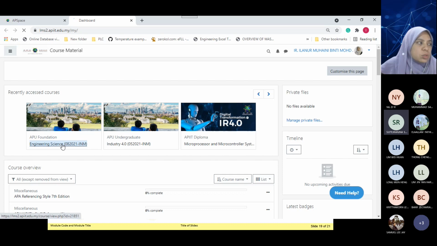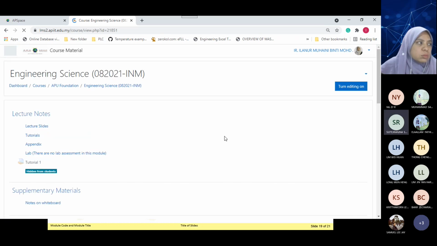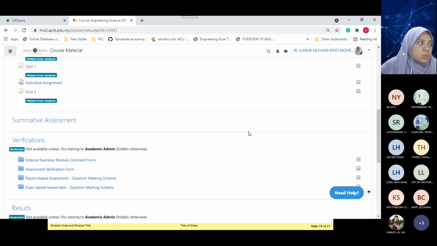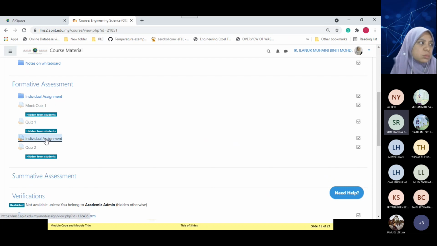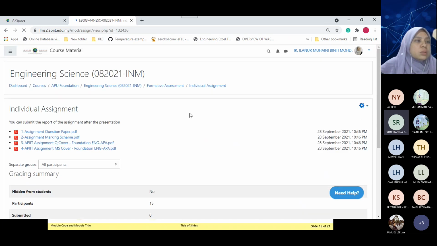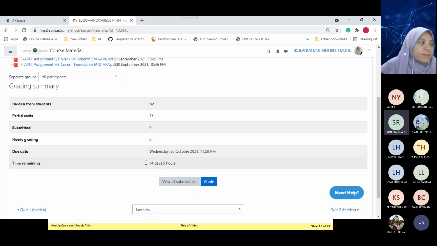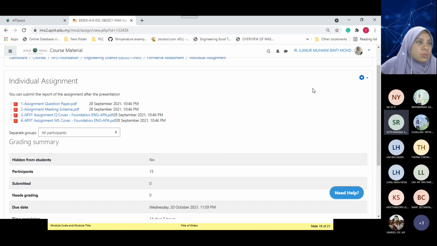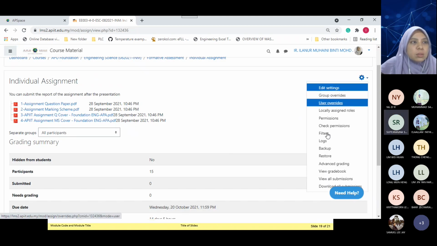Yeah, I will change the setting for the assignment. Due date is 20th, so change to Monday, 25th. That is the latest that I can give.